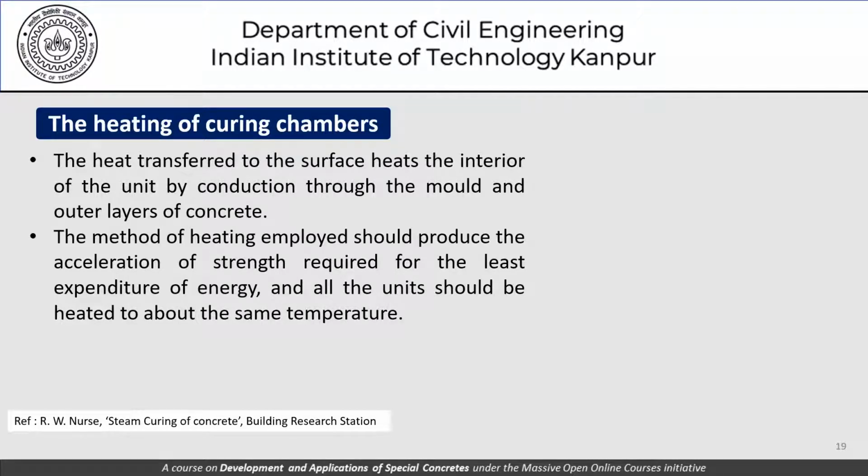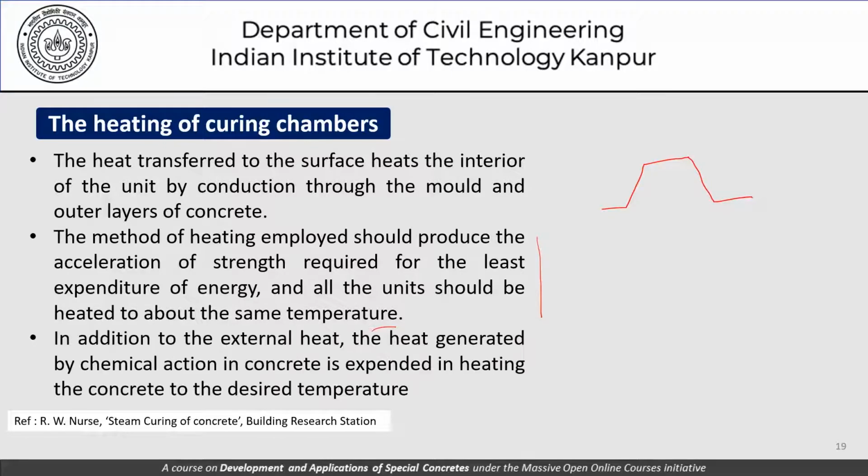That means we should have in our steam chambers or the tunnels or whatever we call them a proper control of the temperature reached. So the cycle that we talked about, that should be appropriately maintained and monitored, and the records kept appropriately, that for each cycle what was the kind of heating rates or cooling rates or the durations, the temperatures at which the members were cured, so that there is minimum variation of quality of members produced in one batch to another batch and so on. In addition to external heat, the heat generated by the chemical reaction in concrete is expended in heating the concrete to the desired temperature.